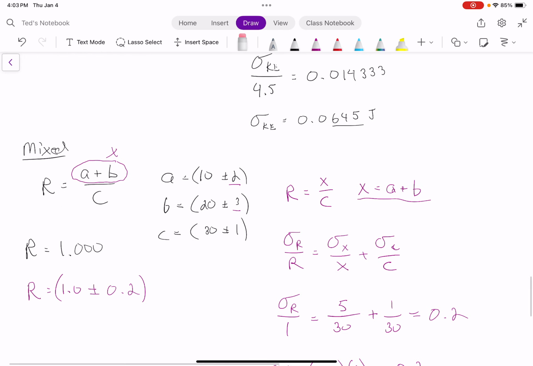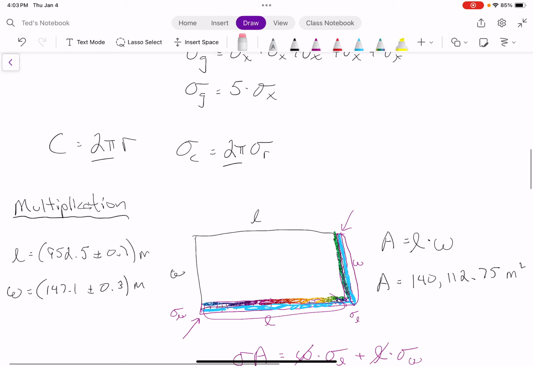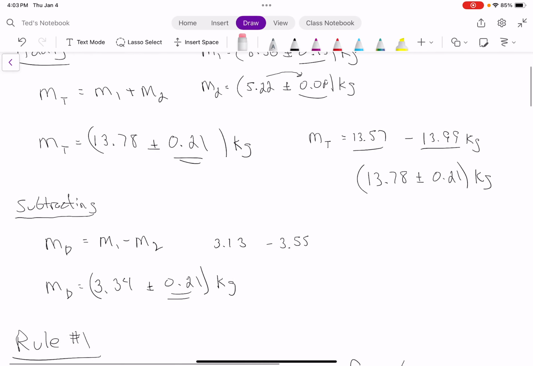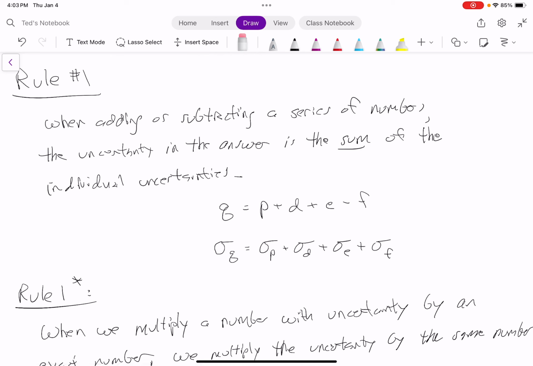Okay, well, if you made it through the video, good job. And these are some examples of how we calculate uncertainty. These are the 2 rules that should get us through most of our problems this year. If we need rule 3, we'll talk about it in class. And I will see you guys later.